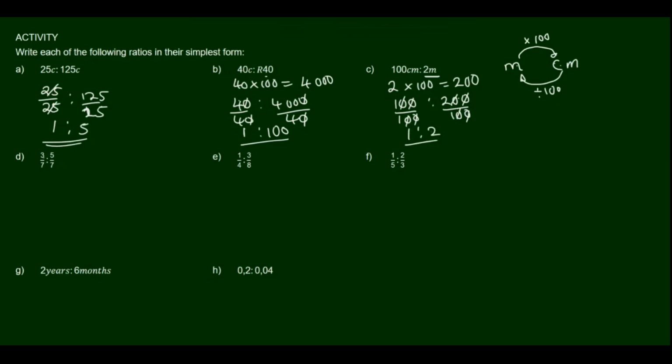And then the denominators are the same. This is easy. We just take the numerators. So this is 3 is to 5.